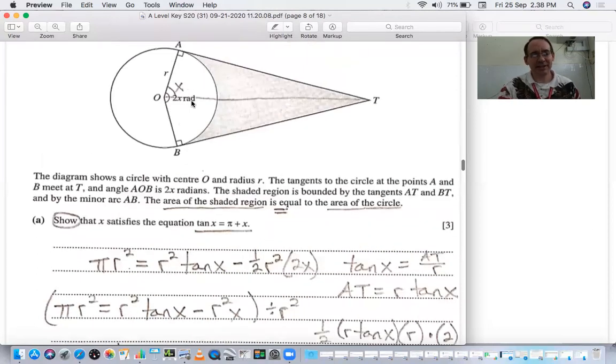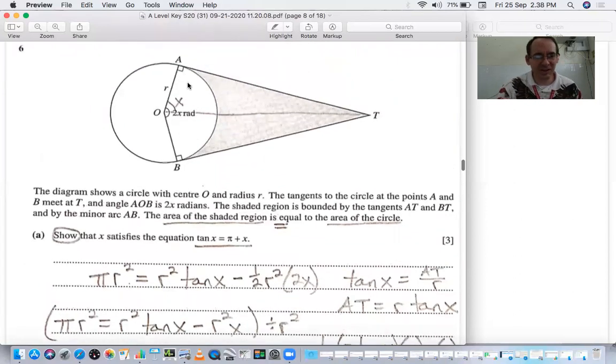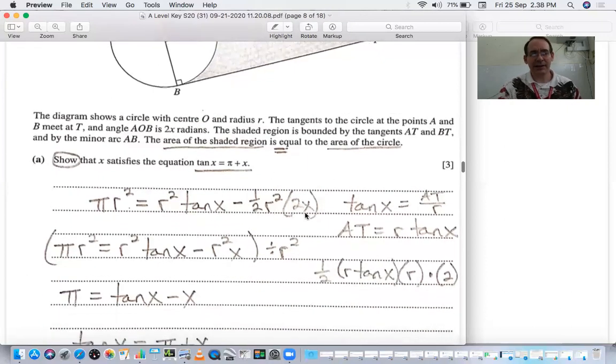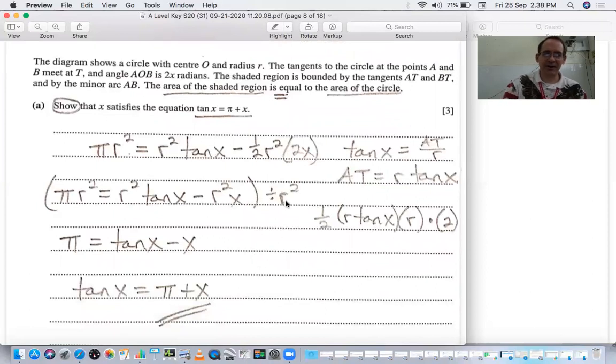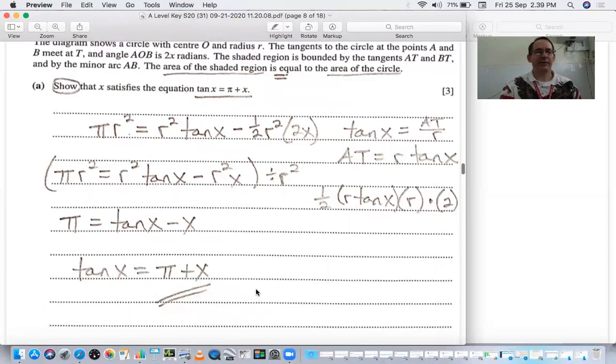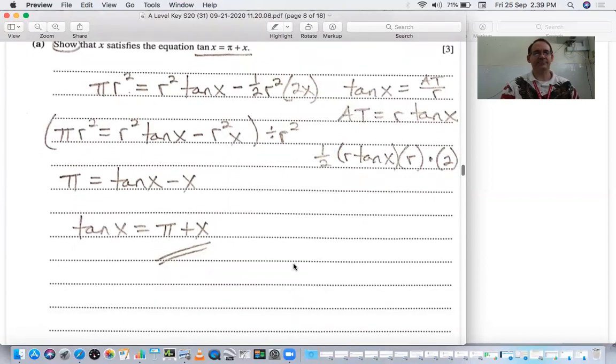Minus the sector area of this part here. So sector area is 1/2 r squared theta. Well, now we're doing the entire sector area, so the angle is 2x. So again, the 1/2 and 2 cancel, leaving an r squared x. Notice there's an r squared in all the terms, so we divide that out to make it disappear. Notice there's no r in our equation, and when that reduces down, you get pi equals tan x minus x, and you just have to rearrange it into the form that they have. Solve for tangent, so tan x equals pi plus x.